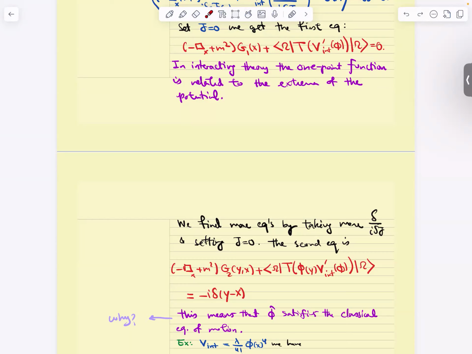This is the magic of path integrals. Using path integrals, you could write down a set of equations that all the correlation functions of quantum field theory will satisfy. And if you could solve them, you would be done.